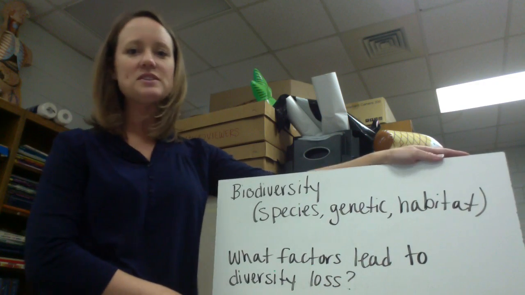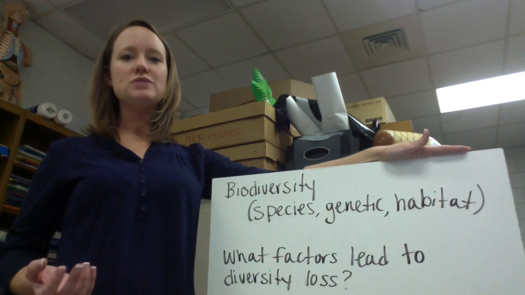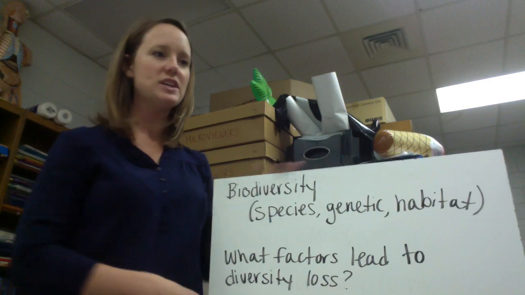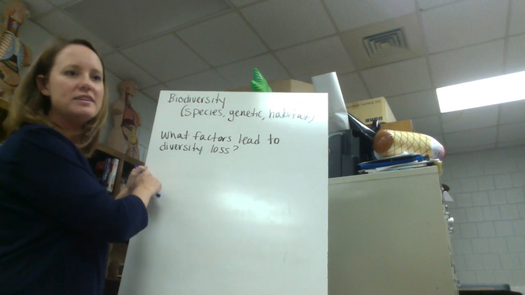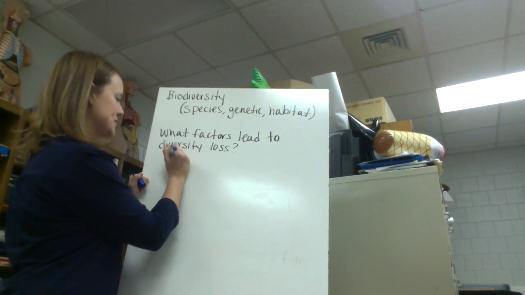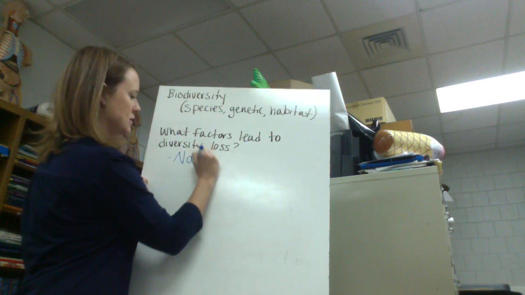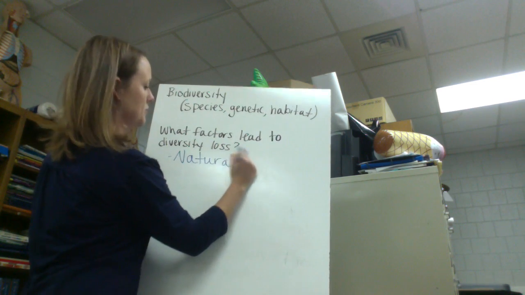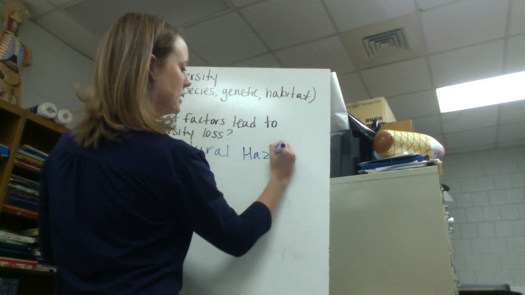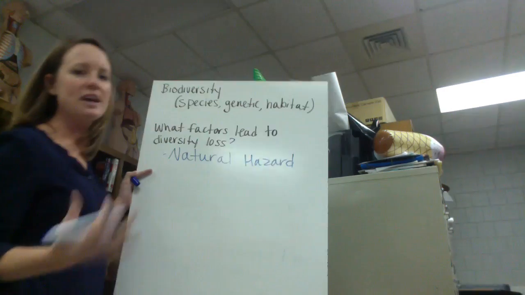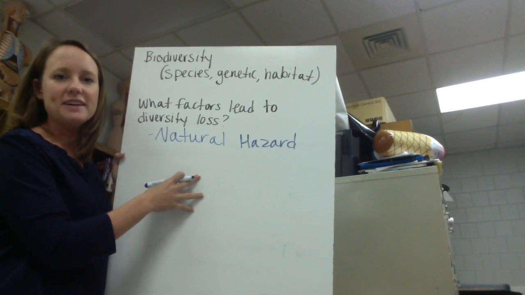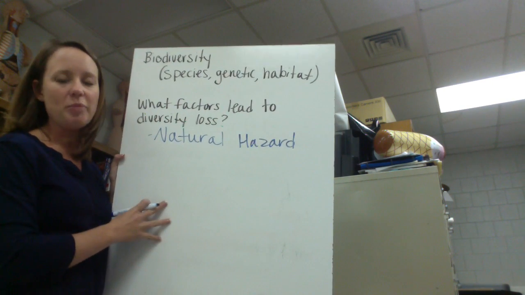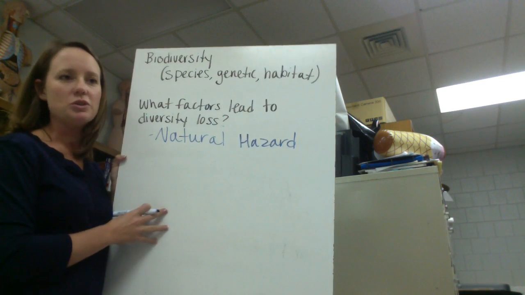All right, so then that brings us to the question, well, what can lead to diversity loss? How are we losing diversity in each of these ecosystems? So we'll make a list of what those are. The first one are natural hazards or natural disasters. And that's things like volcanic eruptions, drought, if there are periods of ice age or global warming, meteor impacts, things that humans have no control over.